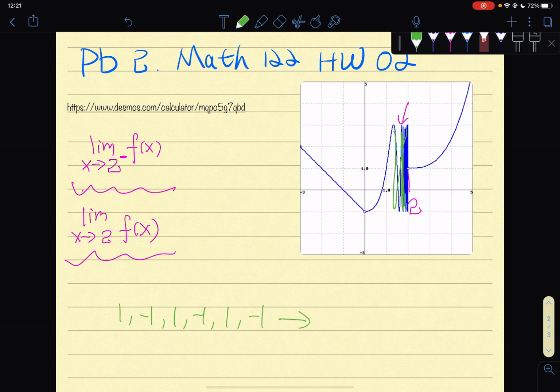So do you know what's your end point, or do you know what's the last number of your sequence? You have no idea because it's changing. It's perturbing back and forth between 1 and negative 1. So there's no way for me to know where exactly I'm going. So my left limit does not exist.